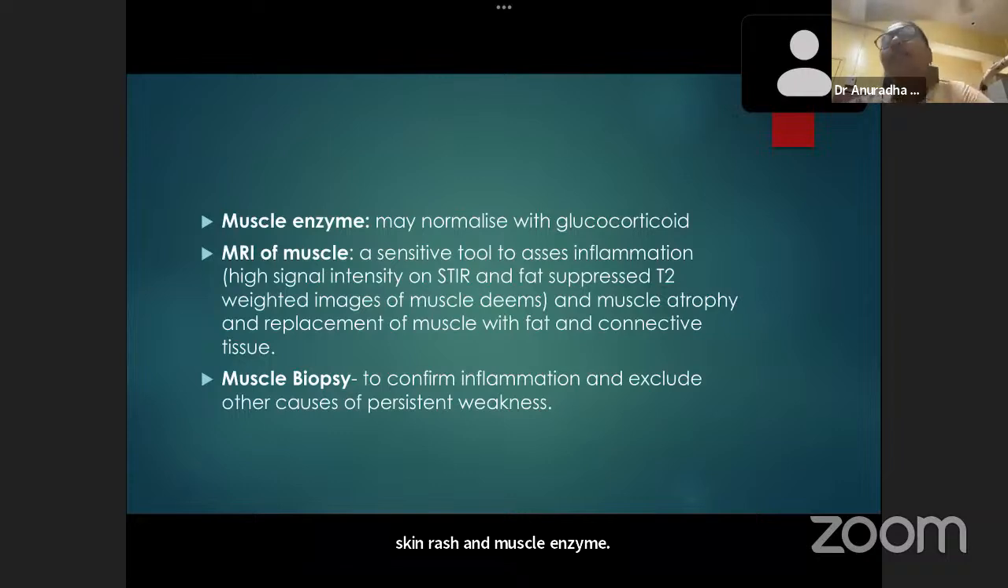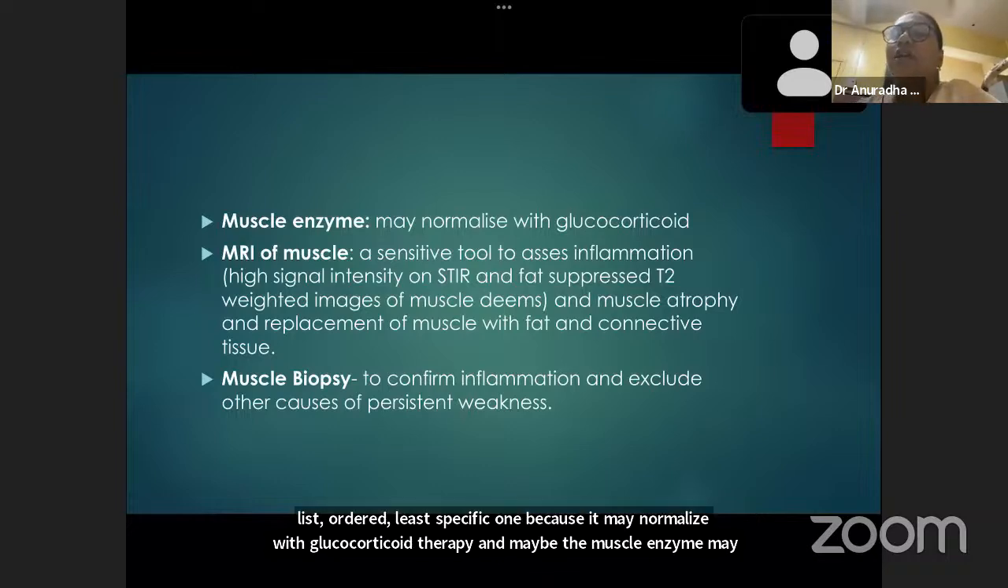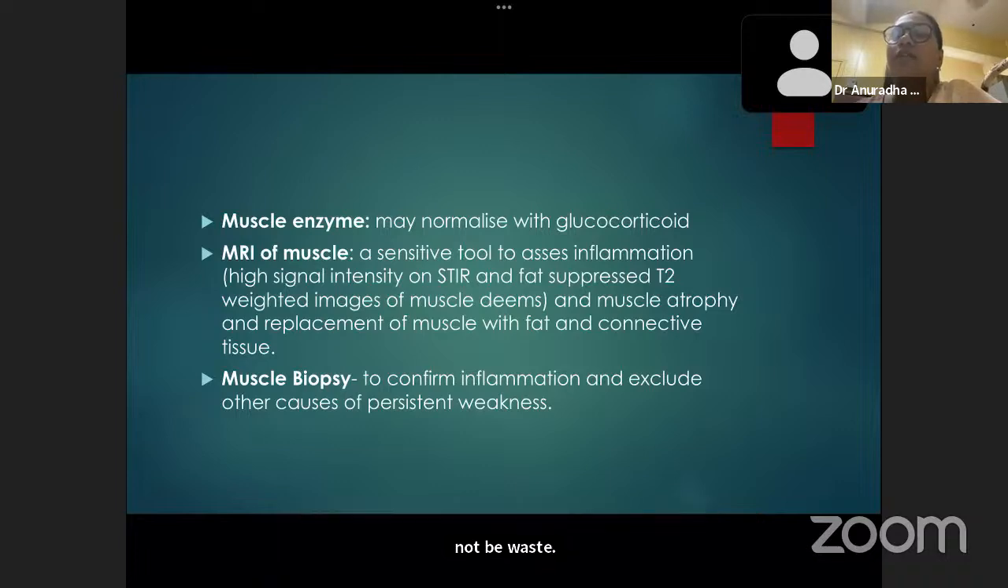Is there a role of muscle enzyme when the patient presents with weakness? It is not considered a specific one, because it may normalize with glucocorticoid therapy, and the muscle enzyme may not be raised when the patient comes to us with refractory myositis.